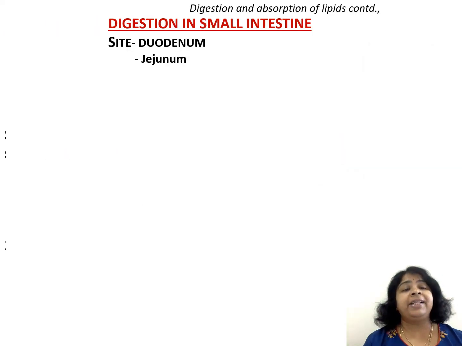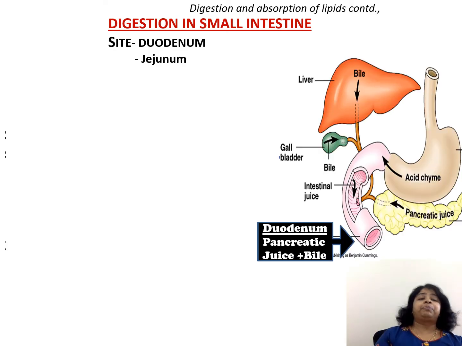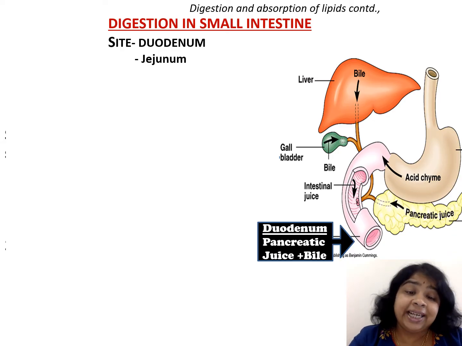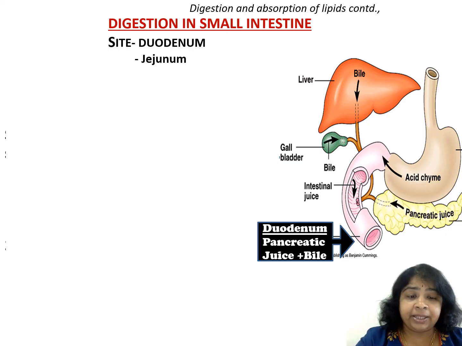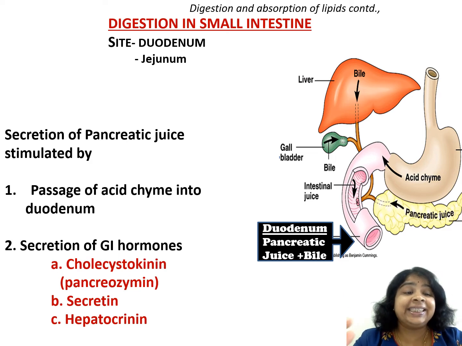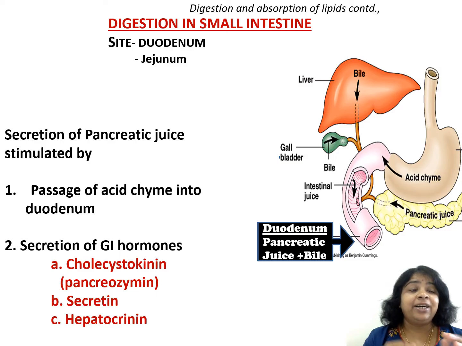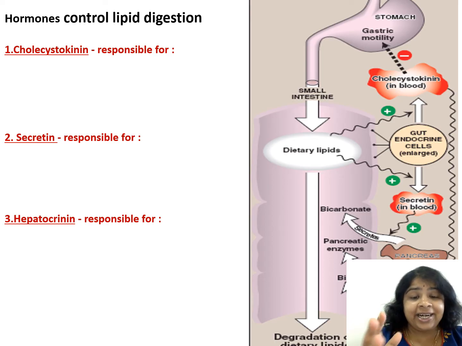Now coming to what happens in the intestines. Okay. So at the intestines we have the pancreatic juice that is coming in, and we also have bile that is coming in. So the passage of this acidic bolus of food into the intestine will trigger the release of pancreatic juice. And there is also the secretion of certain GI hormones like cholecystokinin, secretin and hepatocrinin. So cholecystokinin is responsible for contraction of the gallbladder and release of bile.